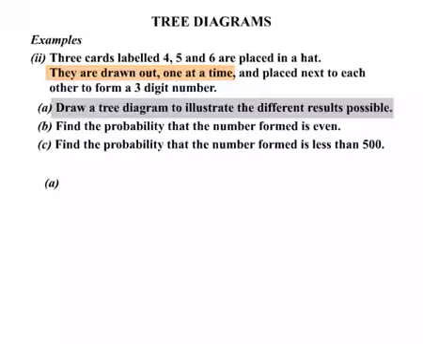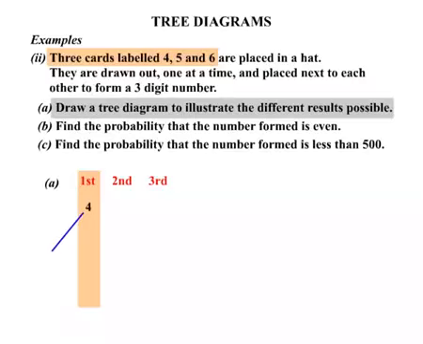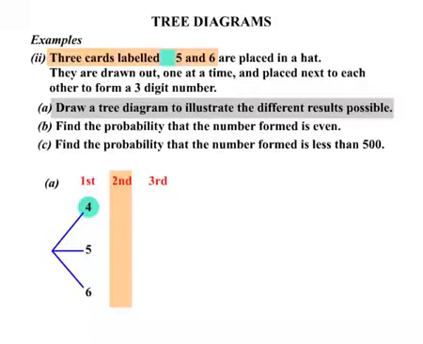Well, let's start with our tree diagram. So they are drawn out one at a time. So a first draw, a second draw, and then a third draw. Now the 3 cards are labelled 4, 5 and 6. So the first possibility, we could get a 4, or we could get a 5, or we could get a 6. Now the second draw. It's a little bit different now. If our first card is a 4, that 4's been drawn out, so let's block it out. So what's left? Only a 5 and a 6. So the second draw would either be a 5 or a 6.